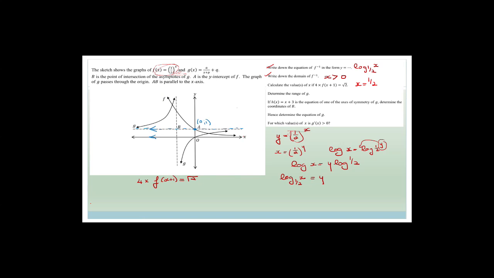So therefore, the y value at B is also 1, and this line is y equals 1. The range of g can be given as y is an element of all the real values for y does not equal 1. Now it says, if h of x is equal to x plus 3 is the equation of one of the axes of symmetry of g, determine the coordinates of B.